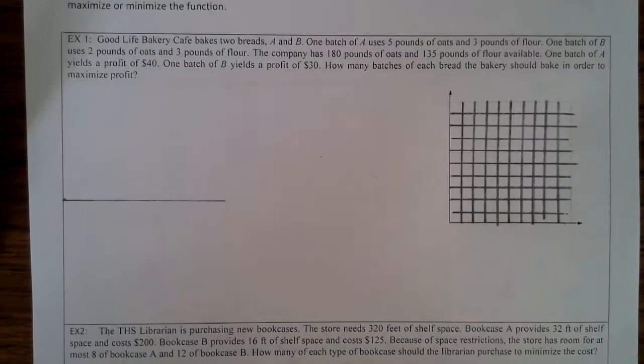All right, example 1. Good Life Bakery Cafe bakes 2 breads, A and B. One batch of A uses 5 pounds of oats and 3 pounds of flour. One batch of B uses 2 pounds of oats and 3 pounds of flour. The company has 180 pounds of oats and 135 pounds of flour available. One batch of A yields a profit of $40. One batch of B yields a profit of $30. How many batches of each bread should the bakery bake in order to maximize profit?